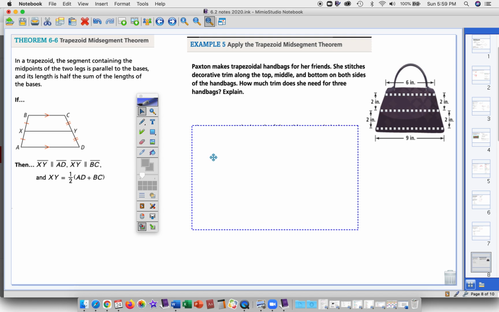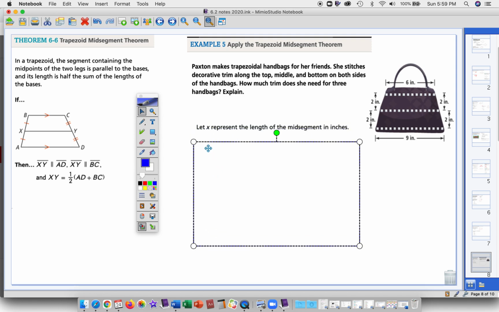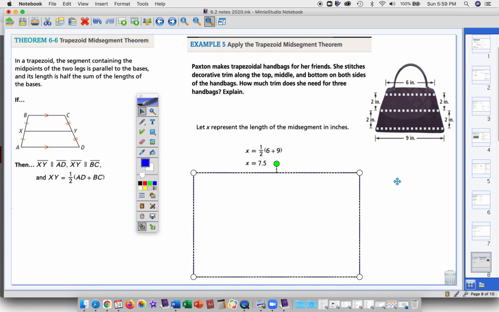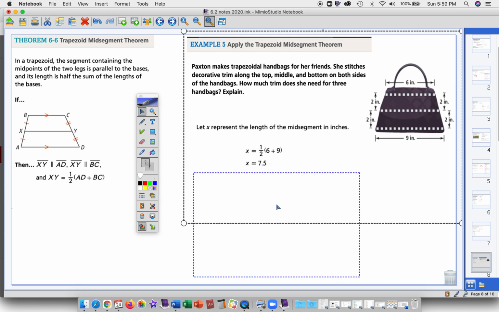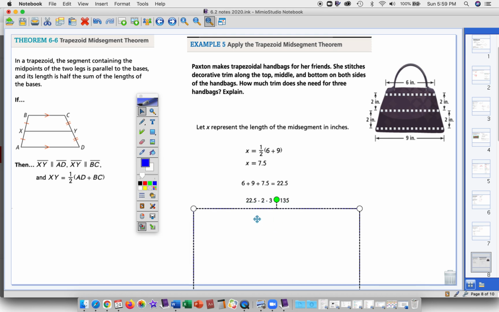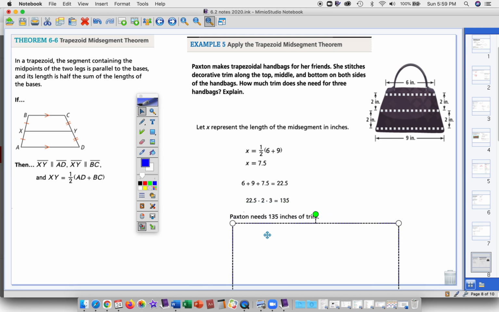Okay, let's see how you did here. Let x represent the length of the midsegment. So x is half the sum of 6 plus 9. Then we can add up the lengths, multiply by 2 for both sides, and multiply by 3 for the 3 handbags. So Paxton needs a total of 135 inches of trim.